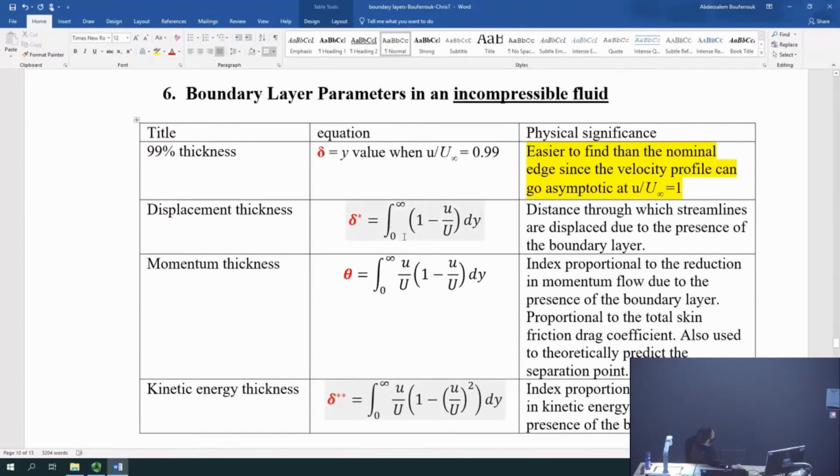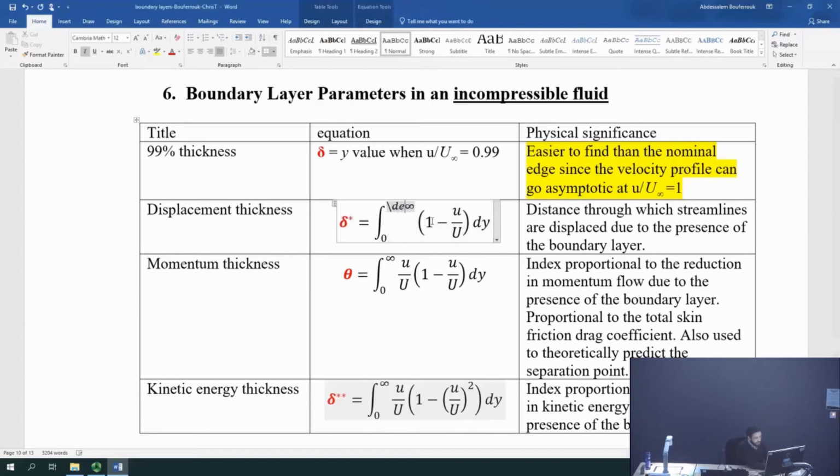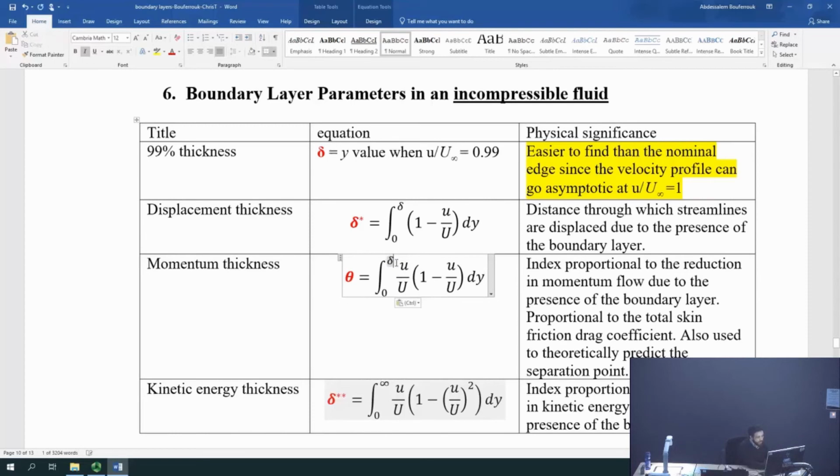And it's just the integral. I know it's from 0 to infinity, but let me just write delta, because we really stop at delta anyway. That's not necessarily a wrong definition, but delta, it's fine.